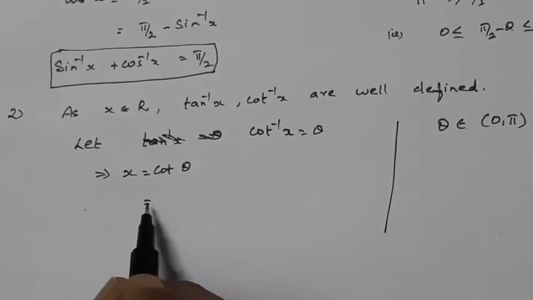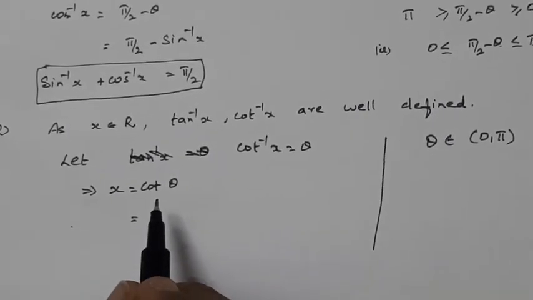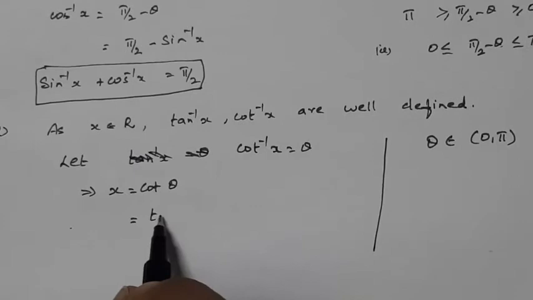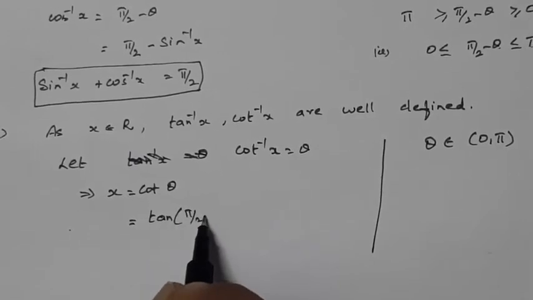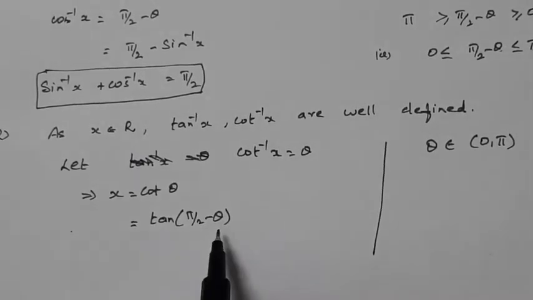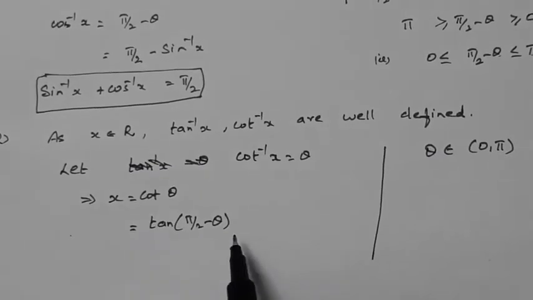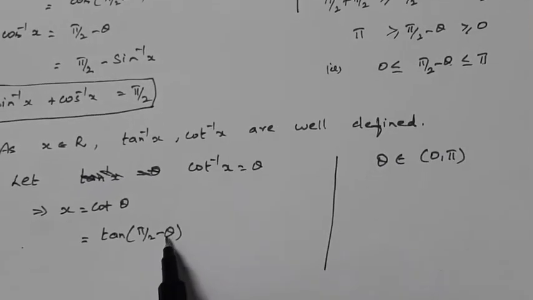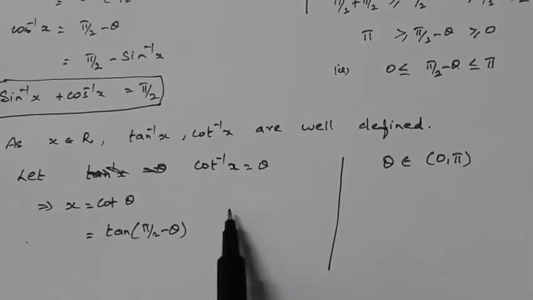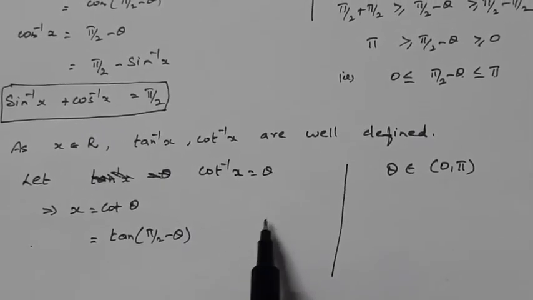Now we can rewrite this cot theta as tan of pi by 2 minus theta, as in the previous case. But you have to check whether pi by 2 minus theta lies in the corresponding range of tan inverse, which is nothing but the open interval minus pi by 2 to pi by 2.